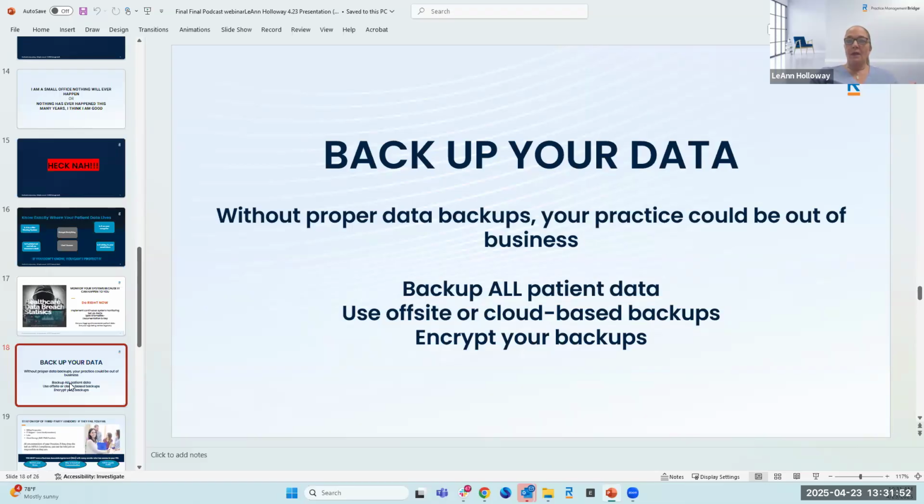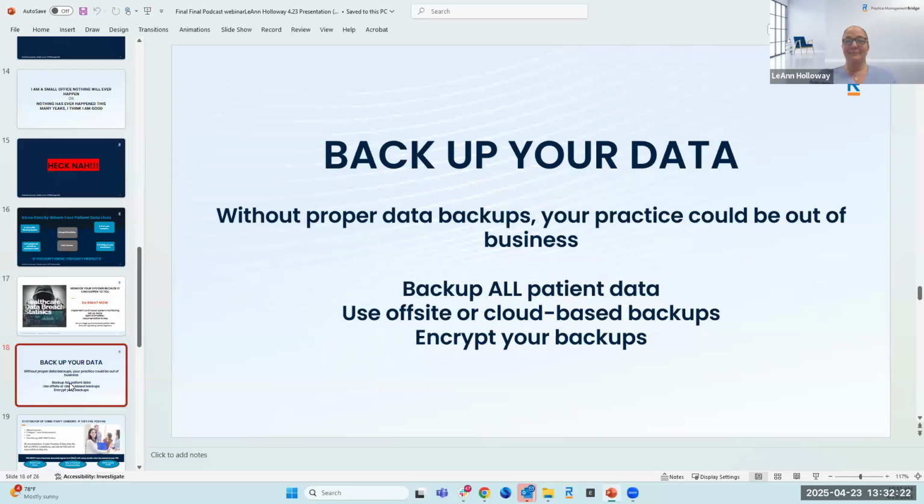Imagine this. It's a busy Monday morning and your entire practice data, your patient records, billing information, everything just disappeared because the server crashed, a cyber attack happened, or a natural disaster took out all the systems and hit your office. What happens then?